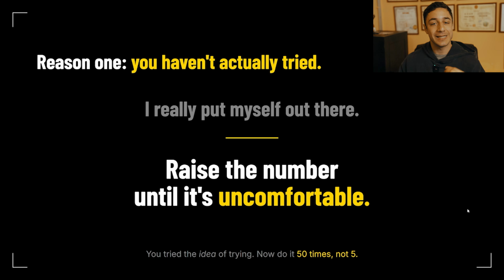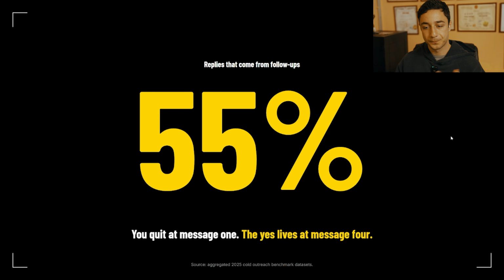You tried the idea of trying, now do it 50 times, not 5. Do it 500 times, not 10. Do it 1,000 times, not 15. Only then can you be sure with 100% certainty that, okay, this offer did not work out. You don't want to give yourself the excuse that, oh, the offer didn't work out, because you were lazy and you didn't do enough outreach, okay?